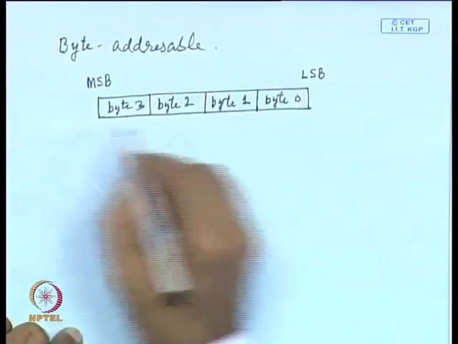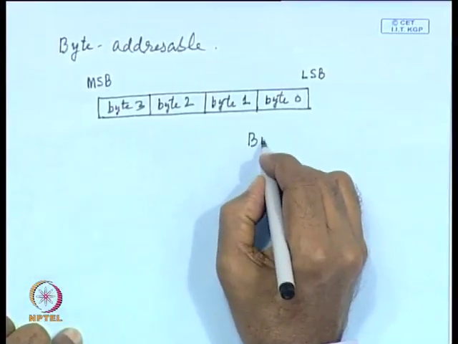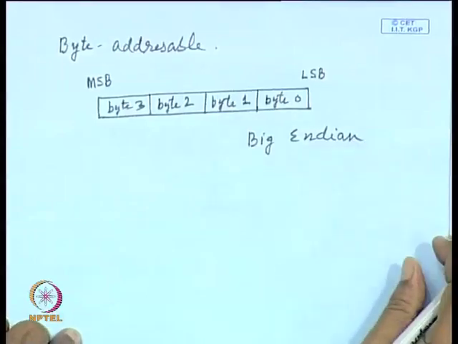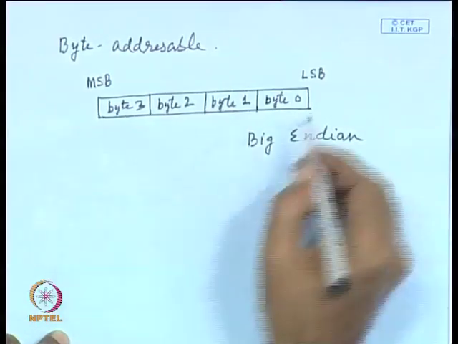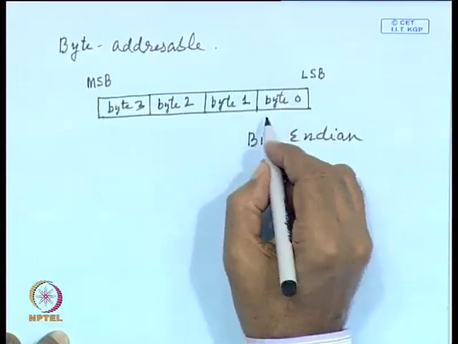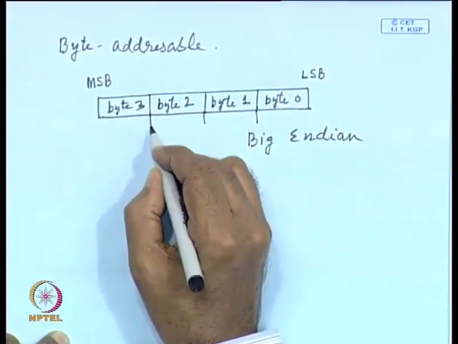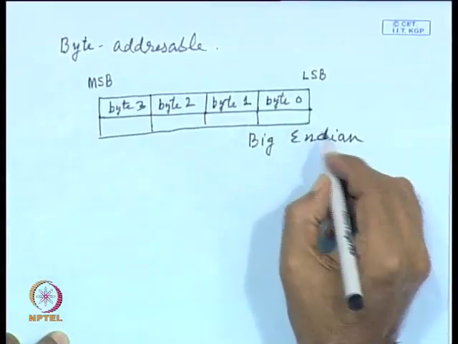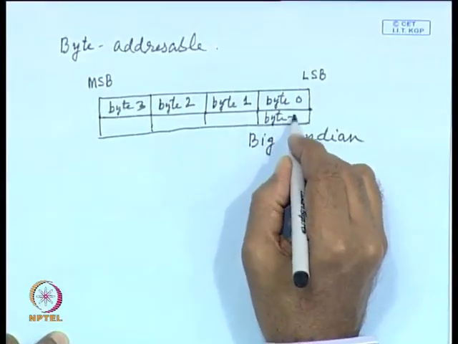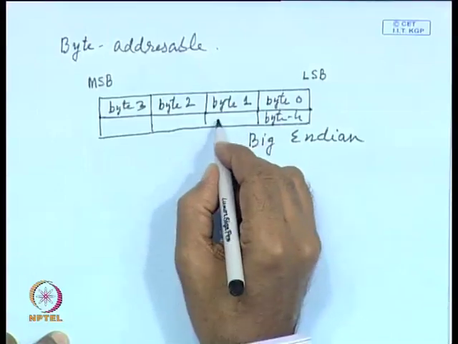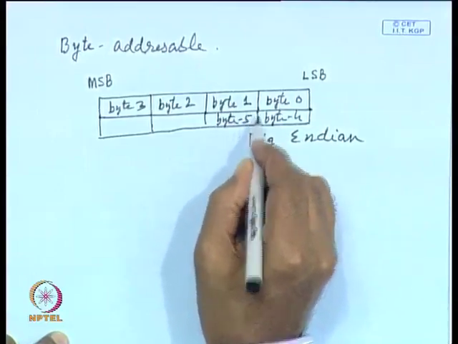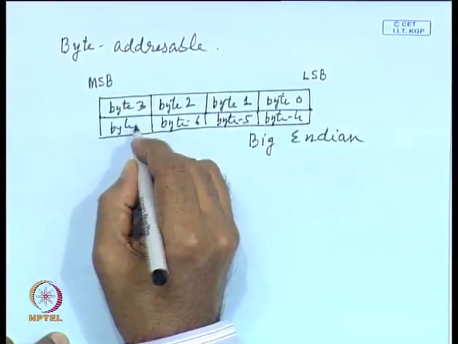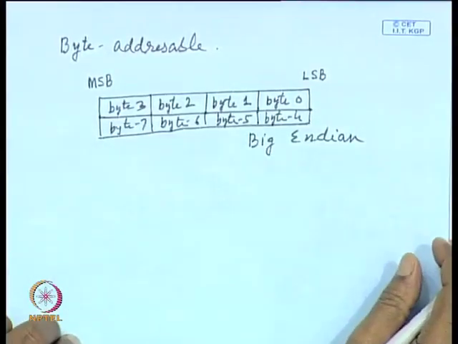And this approach is known as big endian. And there is another possibility. Of course, in this case this is the first byte, the second byte will be like this, that means it will again start with 0 1 2 3, and byte 4 will be here in the second word, and byte 5, byte 6 and byte 7. So, this is your big endian approach.